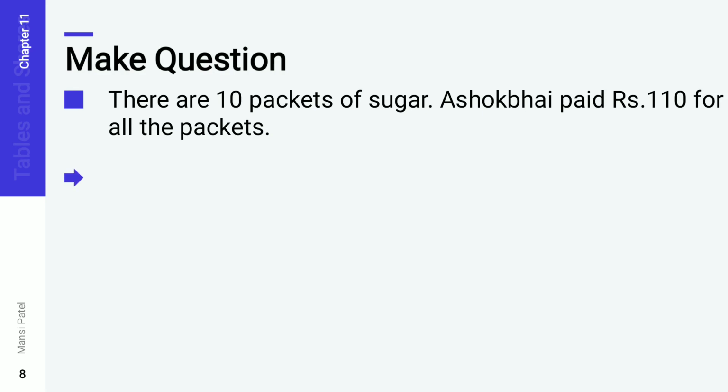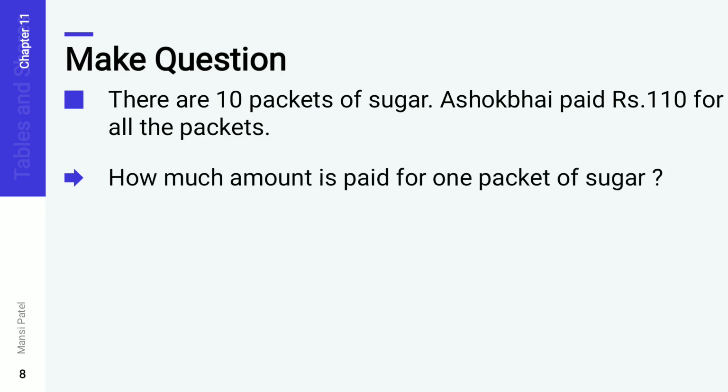Now what do you want to do? Here you see they were given both the things in total. So here we have to find out the cost of one packet. Therefore your question is, how much amount is paid for one packet of sugar? Here we have to find out the cost of one packet of sugar. So here you have to do the division. Division of 110 divided by 10.